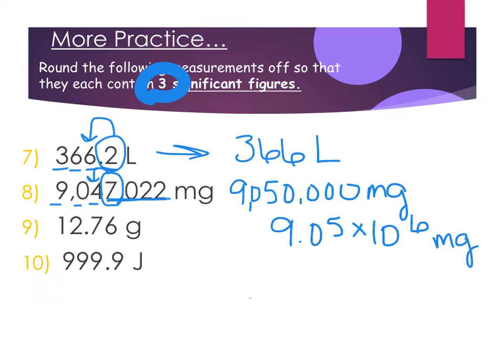Let me see if you can try number 9. What would 12.76 be if I had to round it to 3 significant figures? The 3 numbers we would keep would be the 1, 2, and the 7, except for the 6 would make the 7 round up. So it would be 12.8 grams. Number 10 is really tricky. How could we make that one have 3 significant figures? Any ideas?